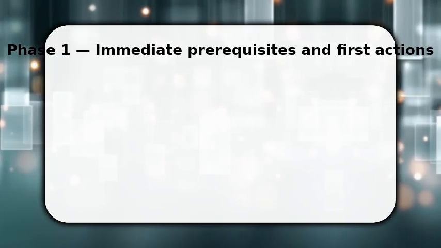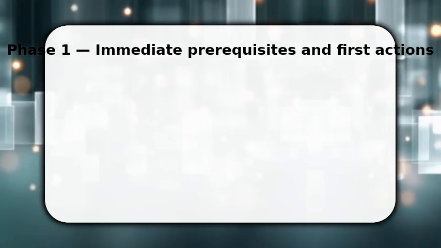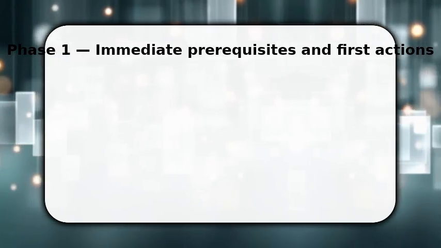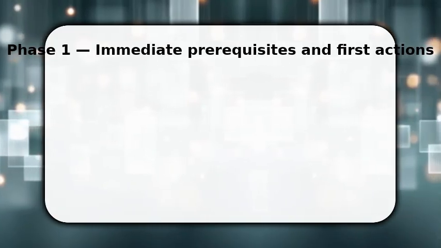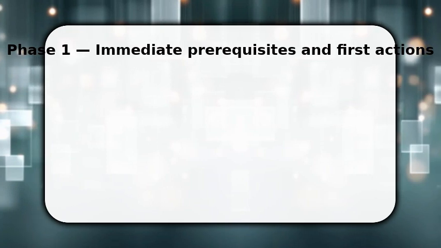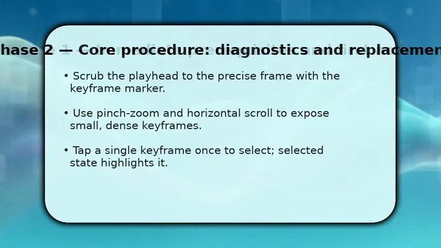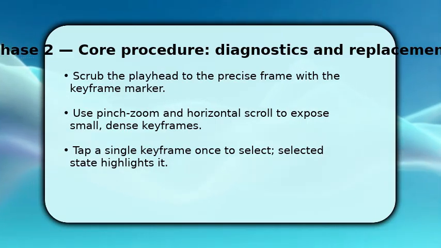Make sure you view the correct property, like position or opacity, because keyframes are per parameter. This early precision saves time. If you skip it, you might delete the wrong frame and lose a subtle motion tweak. Now move the playhead until the keyframe marker aligns exactly where you need it. That ensures you remove the correct point.